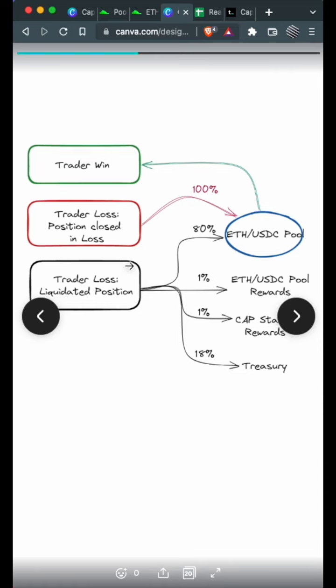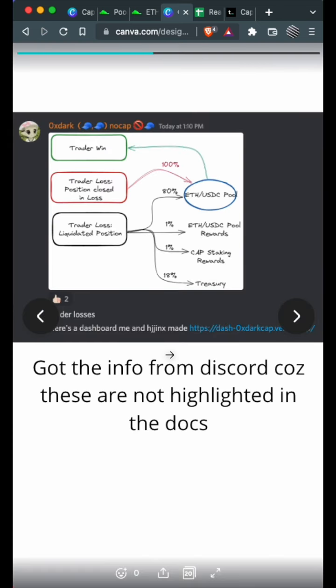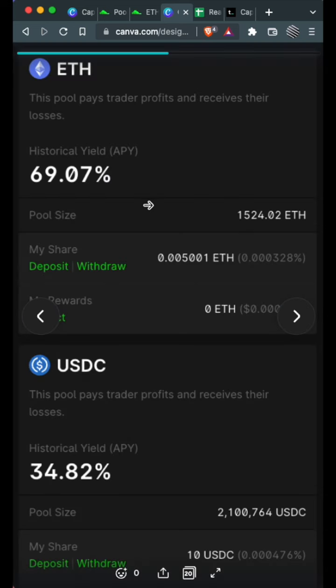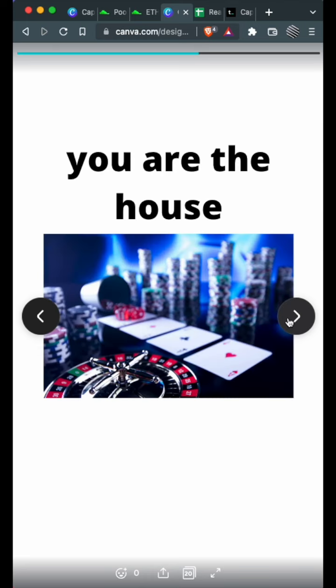Interestingly, when a trader loses, 100% of the position goes into the ETH and USDC pool, which makes it very attractive. I want to highlight that I got this info from Discord because these are not highlighted in the docs. So back to the yields. These attractive yields are coming from the traders' losses because you are the house.